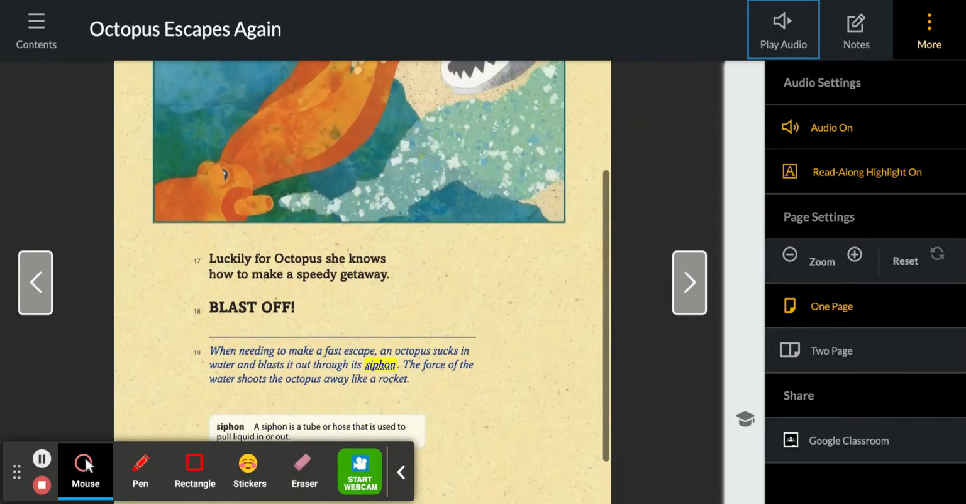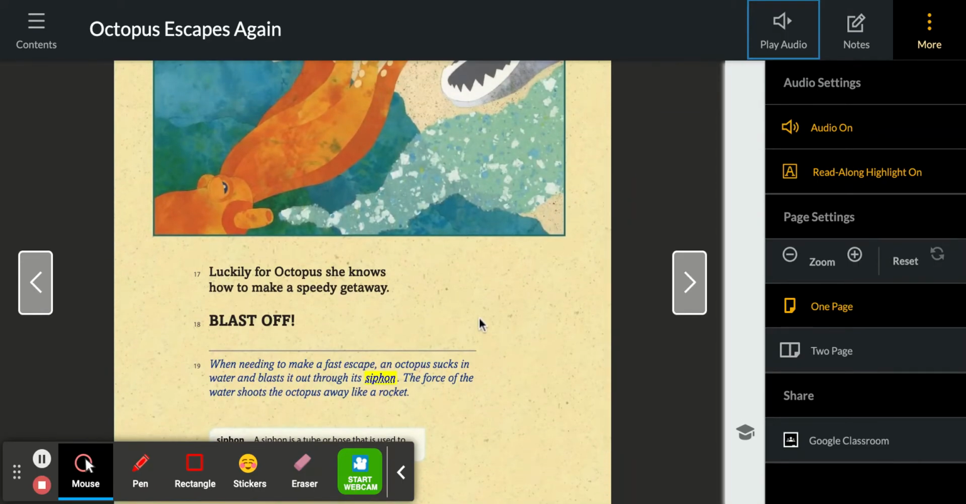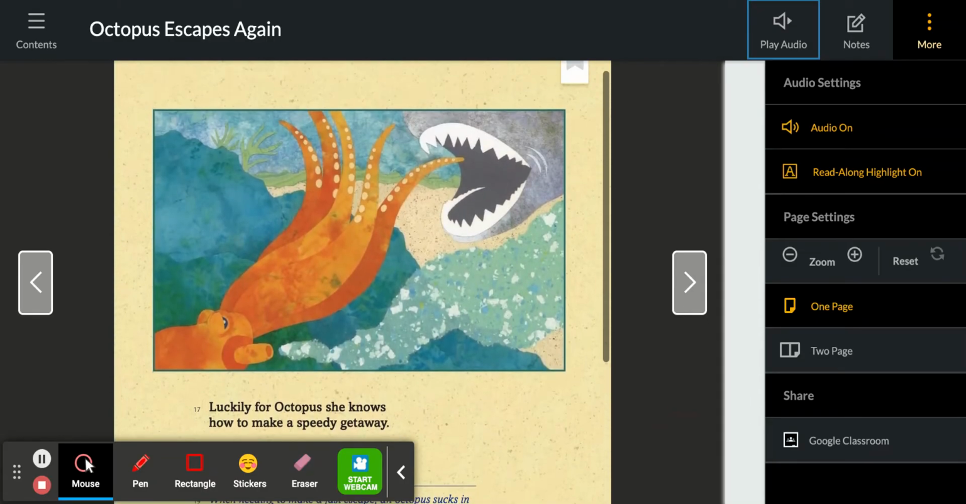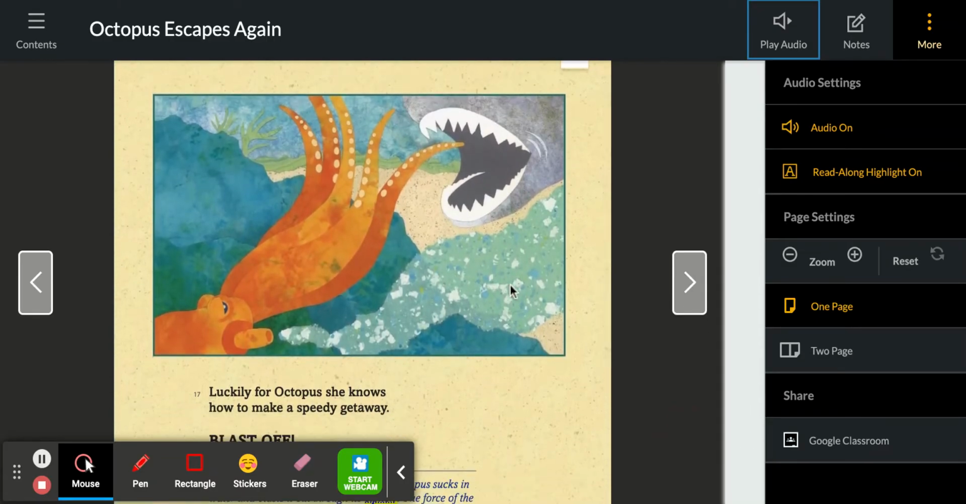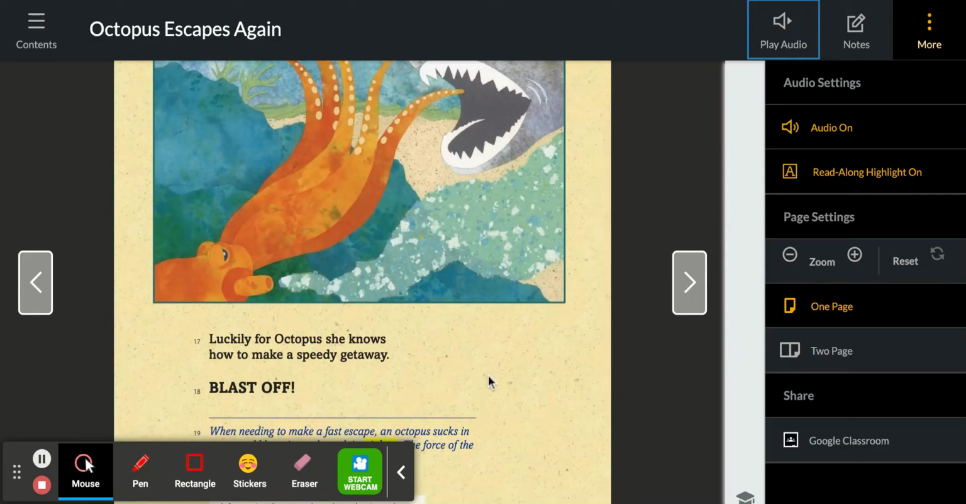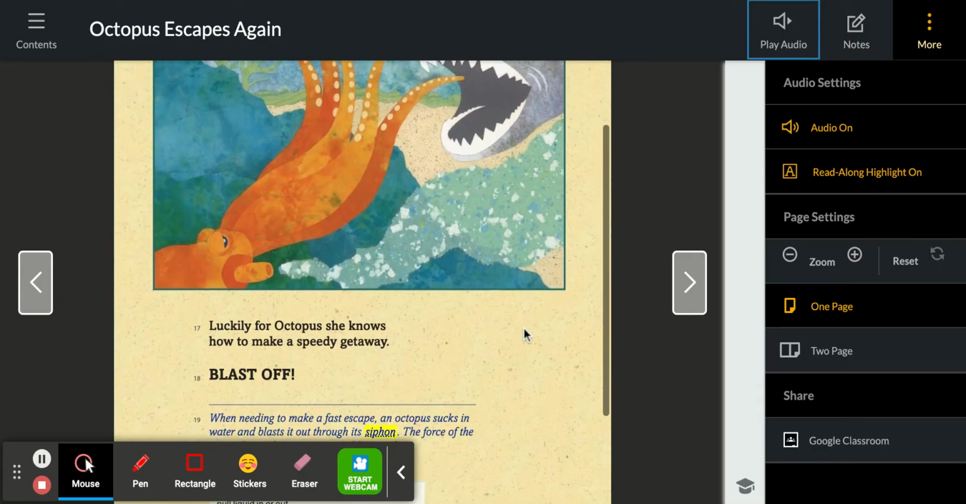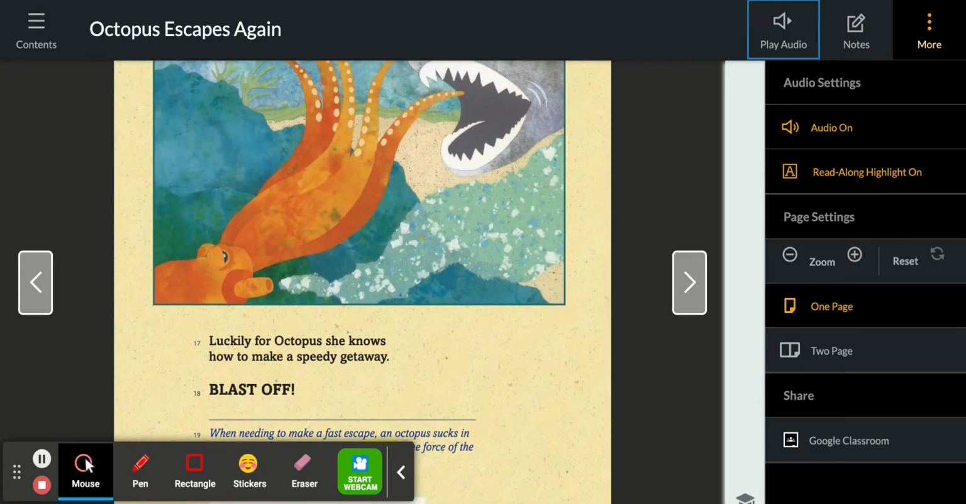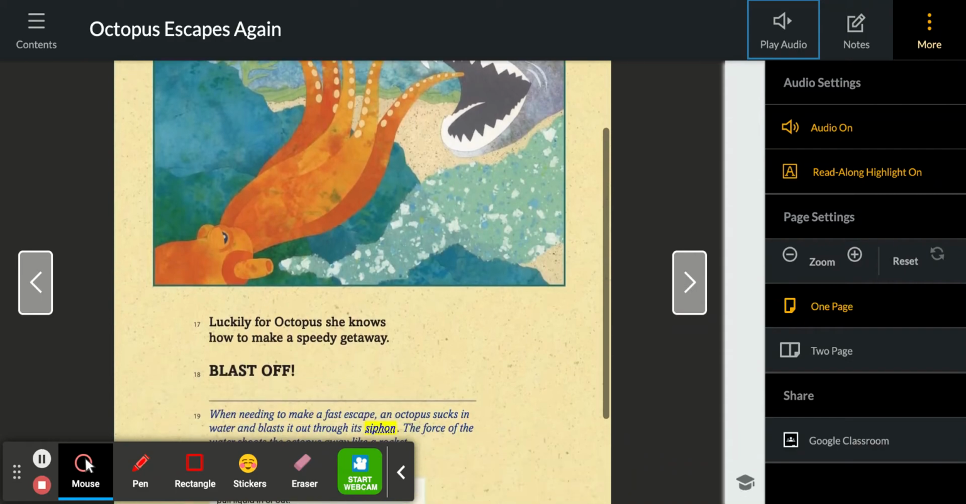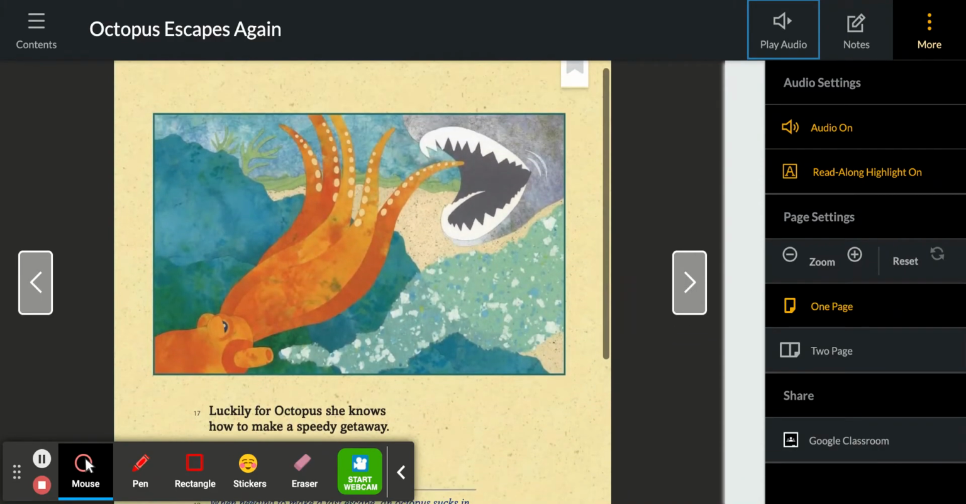Why do you think the author used the words blast off? Let's take a look at the illustration. As you can see, this octopus, in order to get away from that shark, has to do it quickly. So blast off reminds me of a rocket. A rocket ship, when it goes up into the air, it goes quickly. Just like this octopus when it's trying to flee from a predator.